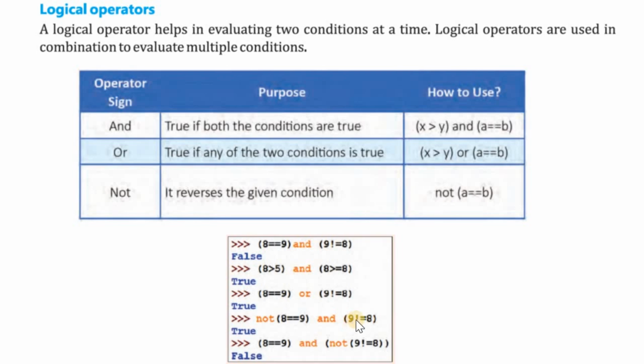Next, 9 is not equal to 8. This is true. So true and true, the answer will be true. Okay. Look carefully. So this one is false, not makes it true. So overall this is true, and this is also true. So true and true is true. Next, 8 is equal to 9, false. Since one of the statements of AND is false, the overall output is false. Okay, so this is how things are done.